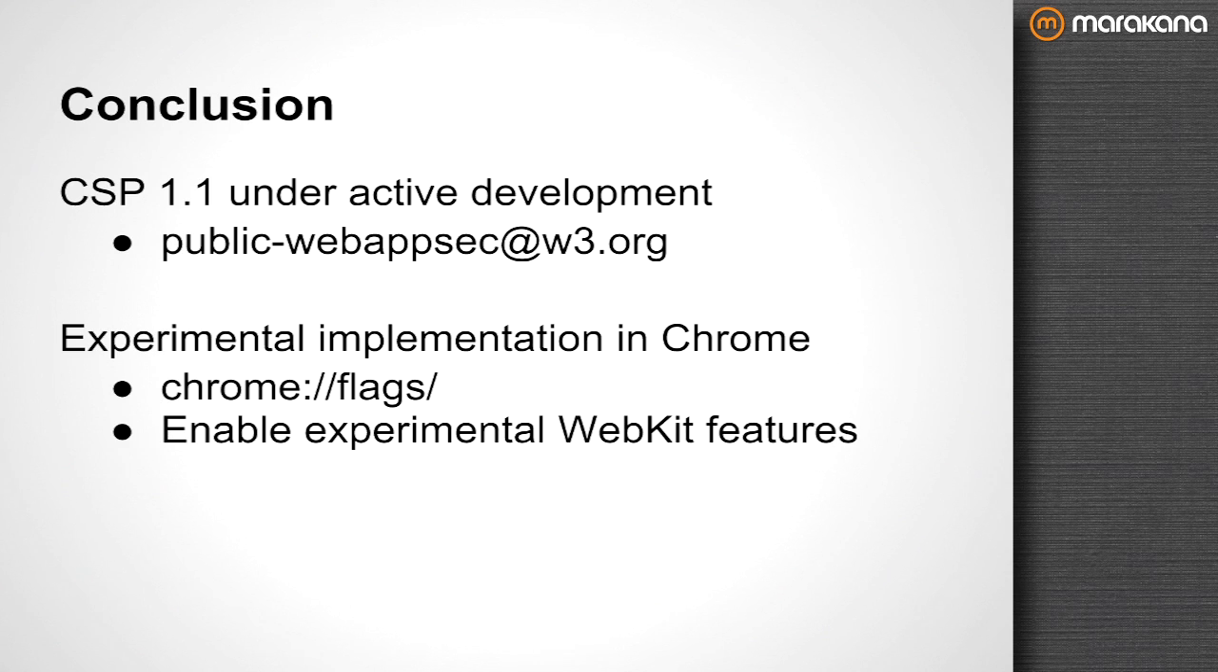CSP 1.1 is under active development. If you're interested in this stuff and you want to share your experiences with 1.1 and tell us what we did well or poorly and what we should change in 1.1, this is the mailing list of the W3C. It's the Web Application Security Working Group. We have a bunch of browser vendors there. We have a bunch of website operators there. We would love to hear more feedback. If you want to play with CSP 1.1 in Chrome, you can turn it on in the flags. You turn on experimental Blink features.